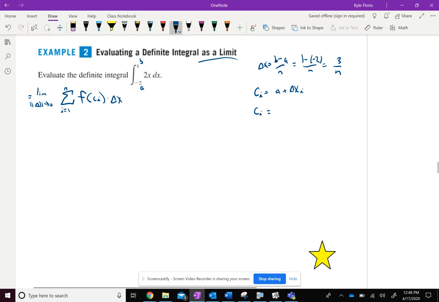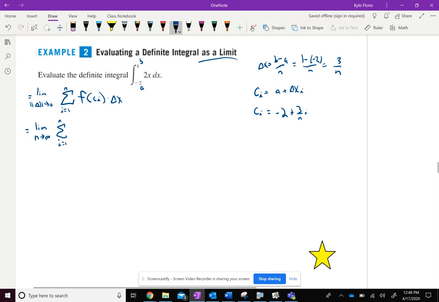And a is -2. Delta x is 3 over n times i. Okay, so this, again, as the rectangles get infinitely skinny, we're going to say that's the same thing, and it's okay. As the number of rectangles goes to infinity, we'll just do it the way we've been doing it. And that's okay. So we're going to add up the sum of all these rectangles.